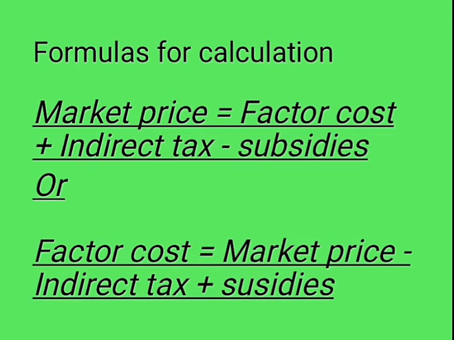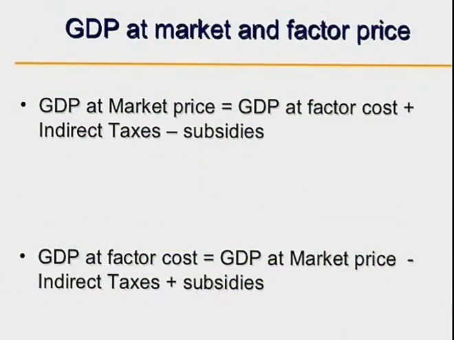It should be clear here that when indirect tax is added to the factor cost, we get the market price, and when indirect tax is deducted from market price, we get the factor cost. So this is one example of the related aggregate, that is GDP at market price and factor cost. GDP at market price equals GDP at factor cost plus indirect tax minus subsidies. GDP at factor cost equals GDP at market price minus indirect tax plus subsidies.